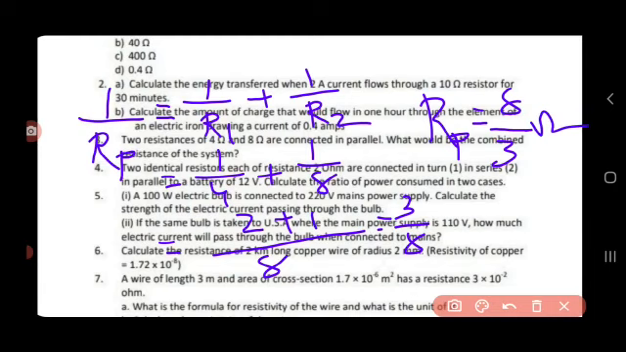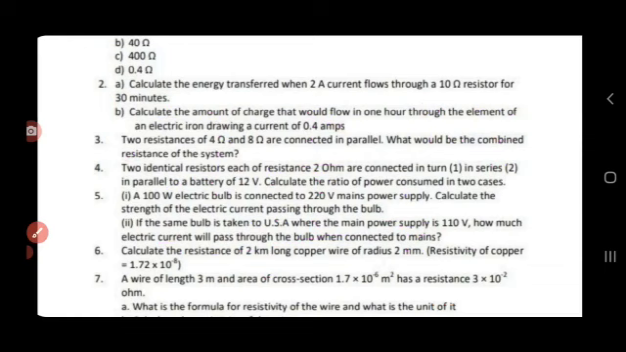Here it is given two identical resistors, each of resistance 2 ohm, are connected in turn in series and in parallel to a battery of 12 volts. Find the ratio of power consumed in the two cases. Okay, so in the first case, we have to find out the equivalent resistance in series, that is Rs is equal to R1 plus R2, both are equal to 2, so that is 2 plus 2, 4 ohm. And potential difference is given, that is 12 volt.